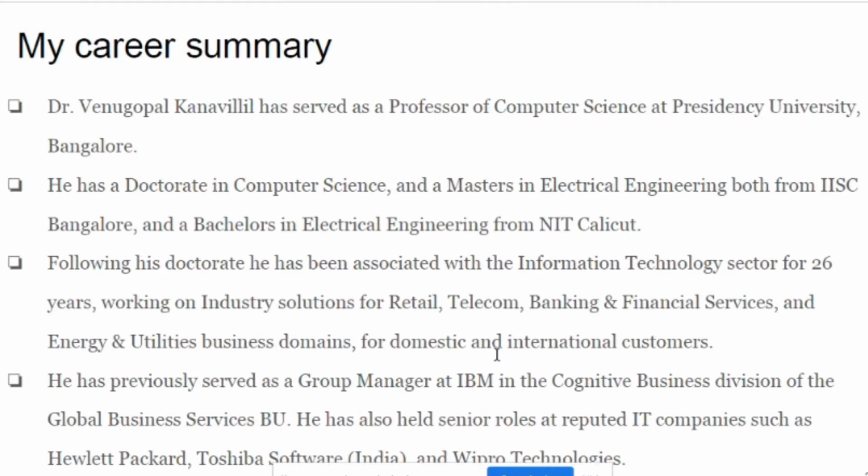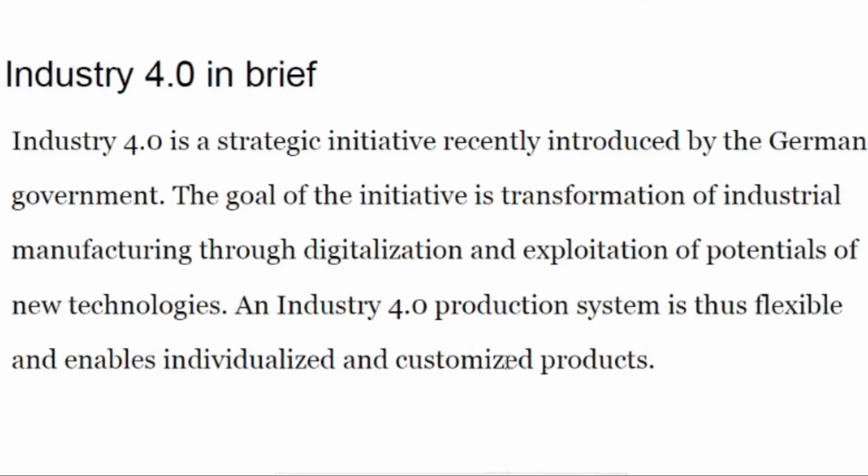Let me start with a basic definition or summary of what Industry 4.0 is all about. It is a strategic initiative, initially propounded by the German government. I'm told that this originated in the Hanover Fair of 2011, when a formal proposal came out for Industry 4.0. The goal was the transformation of industrial manufacturing through digitalization and exploitation of the potentials of new technologies. I'll delve into more detail as we go along.